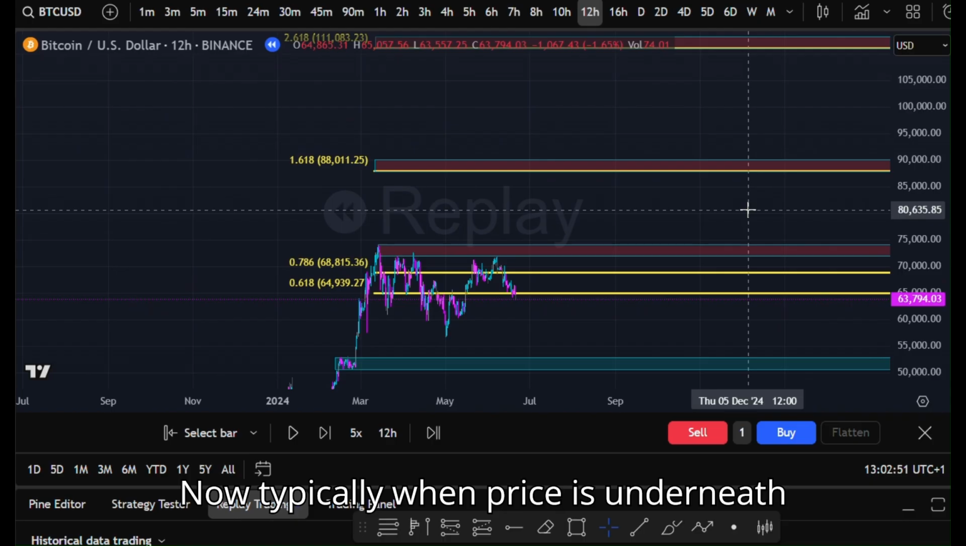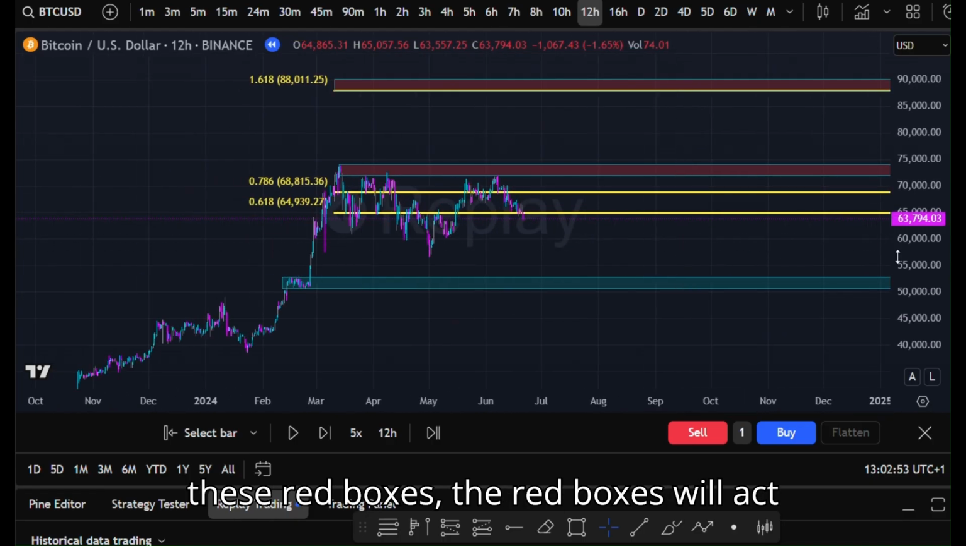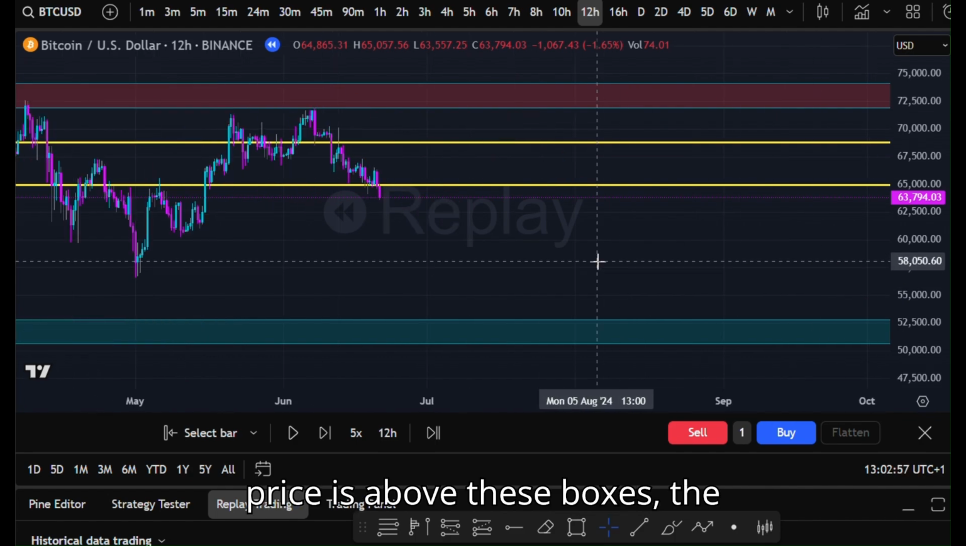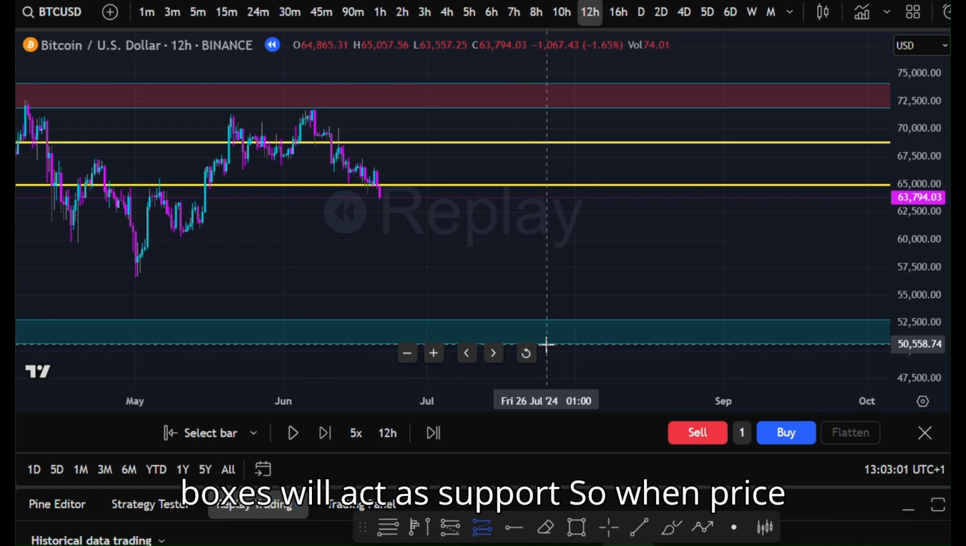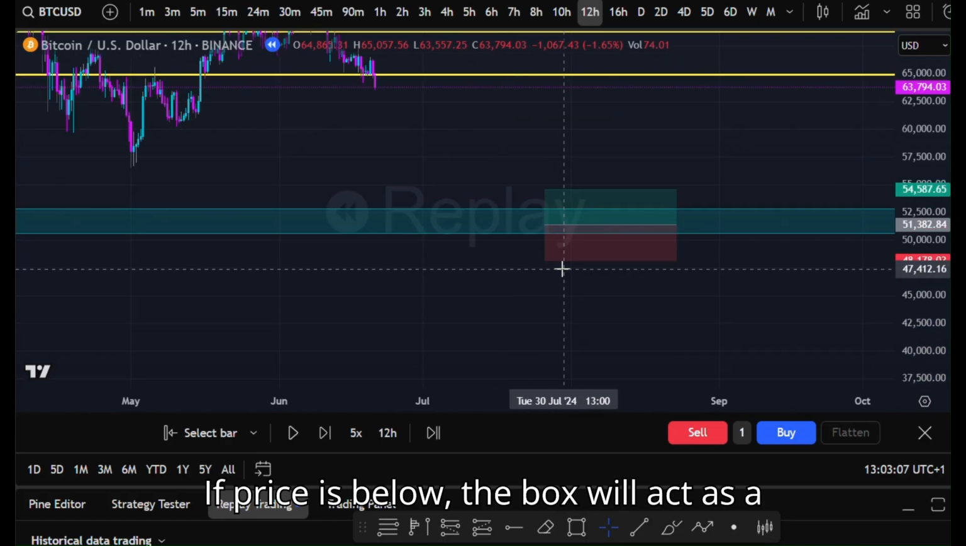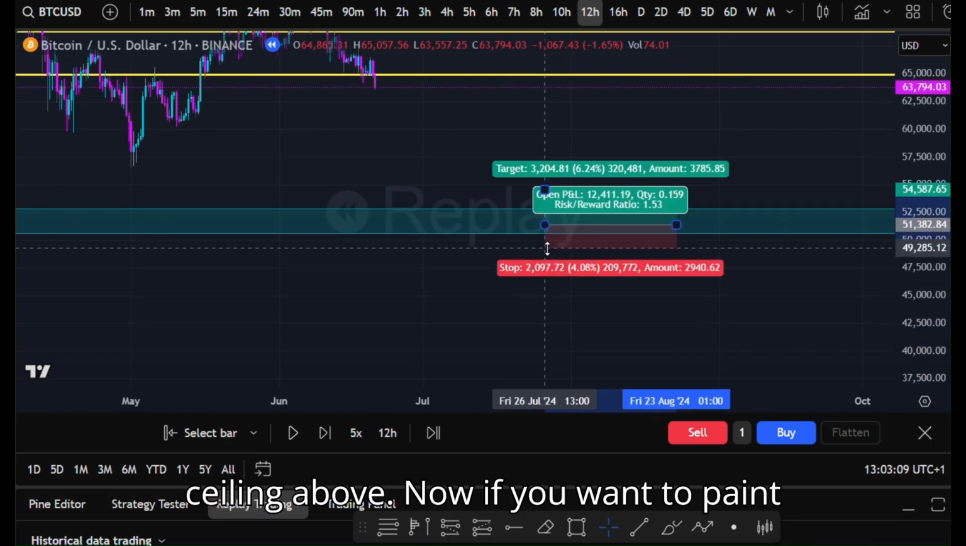Now, typically when price is underneath these red boxes, the red boxes will act as supports or ceilings. When price is above these boxes, the boxes will act as support. So when price is above, it'll act as support below. If price is below, the box will act as a ceiling above.